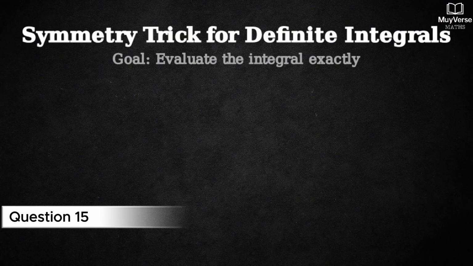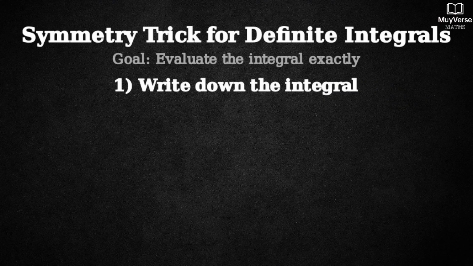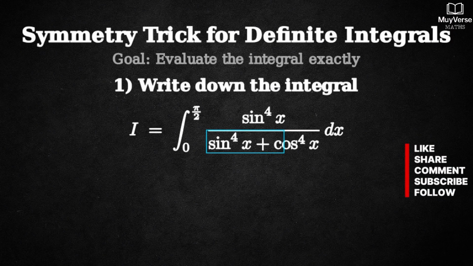We will synchronize each algebra step to the narration for a crystal clear flow. Step 1. Write down the integral I equals the integral from 0 to pi over 2 of sine to the fourth of x over sine to the fourth of x plus cosine to the fourth of x dx. We will keep this expression in view as the target.